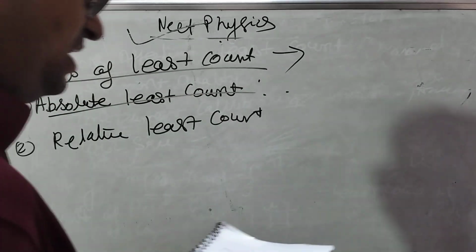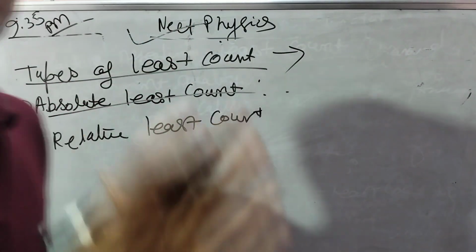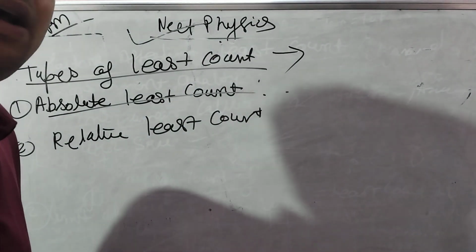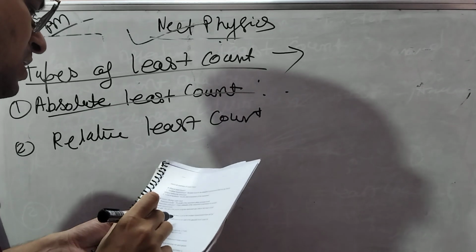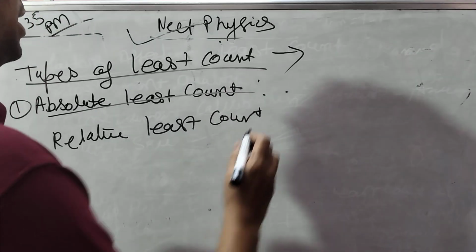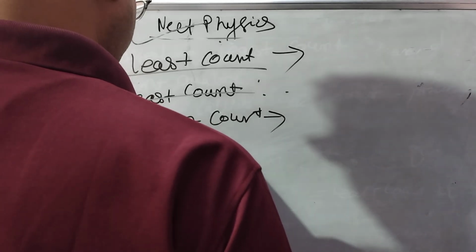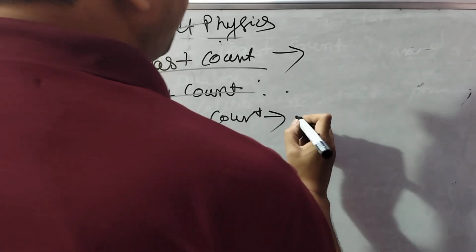Absolute least count means there is a ruler like a measuring scale, and we can measure the least count of that instrument like a measuring scale or ruler. Yeah, this is absolute. Relative least count is the ratio of the absolute least count to the measuring range.